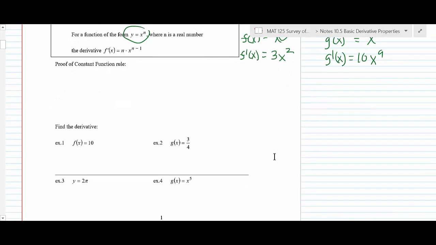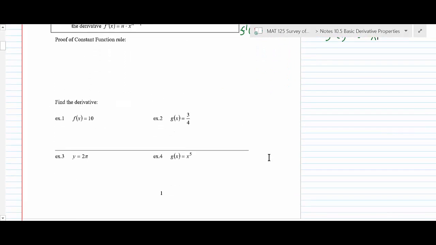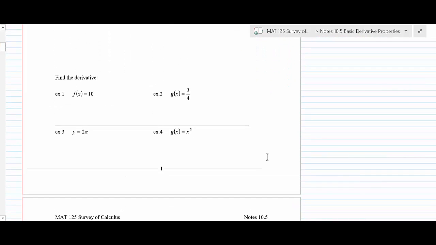So we're going to finish up here by looking at some basic derivatives, and I'll probably do a little bit of work with exponents also. That's a constant function, isn't it? So what's the derivative? 0. Good. Example 2. Is that a constant function? Yes. What's the derivative? 0. How about example 3? That's a constant. 2 pi is a constant. Pi is not a variable.